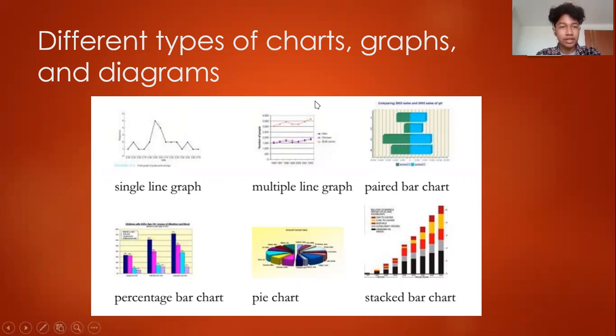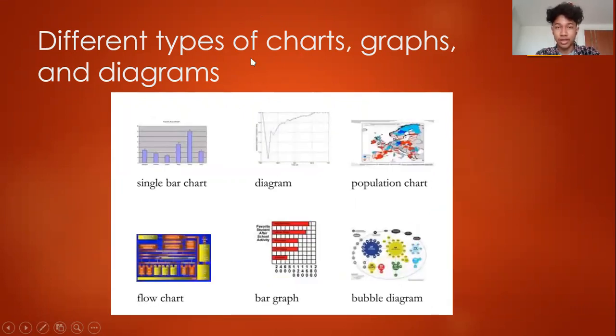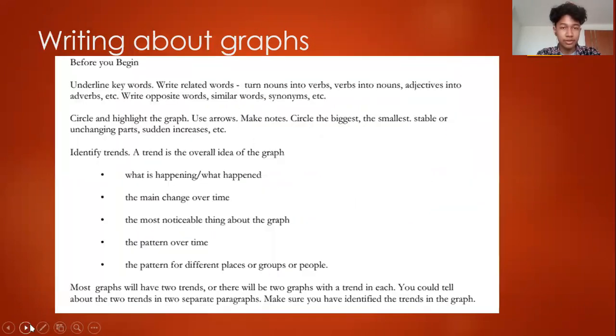There are types of charts, graphs, and diagrams to support us in presenting something. So we have single line graph, multiple line graph, pair bar chart, percentage bar chart, pie chart, and stack bar chart, and these are just some examples of types of charts, graphs, and diagrams. Of course, because we are in the informative essay writing course, we're going to write about the graph. So before we begin, we have to look at the graphs first.